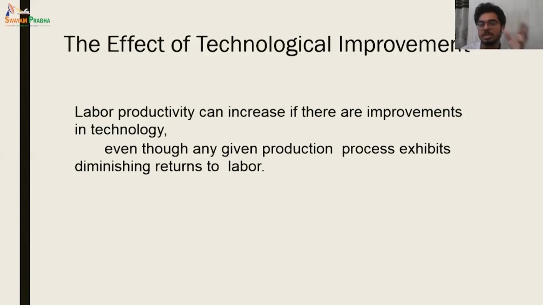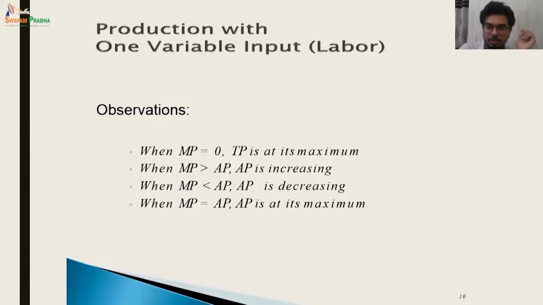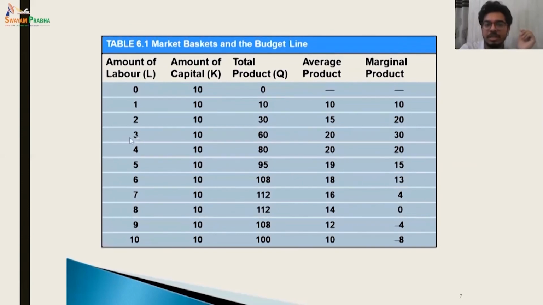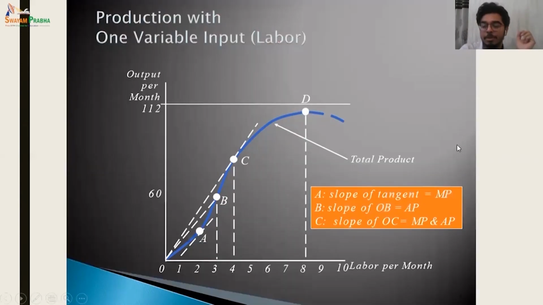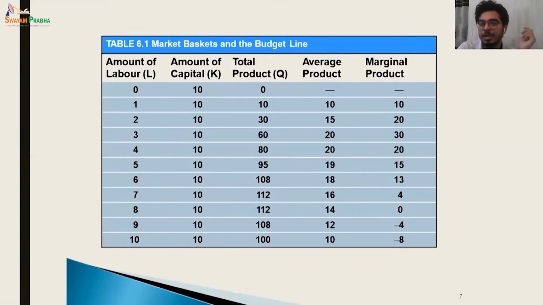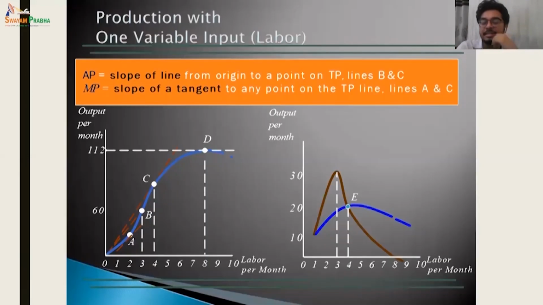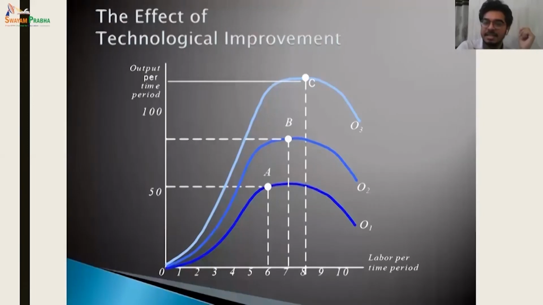So even if it shows a diminishing return to labor, it can be something like this. Just a crude example: with 3 labors you are manufacturing 60 units, but with 6 labors you are not manufacturing 120 units, you are manufacturing 108, right? So from here to here, it is a diminishing return to scale. But with 2 you are manufacturing 30, with 4 you are manufacturing 80, that is increasing returns to scale, because you have multiplied your labor force by 2 times, and your total product has increased more than 2 times. But from 3 to 6, it is a decreasing return. Even if there is a decreasing return to scale, a technological improvement will certainly increase the production.